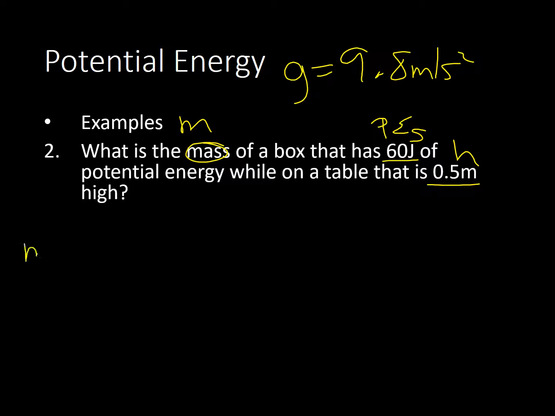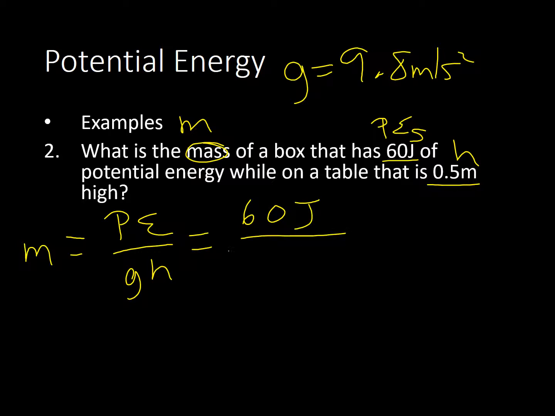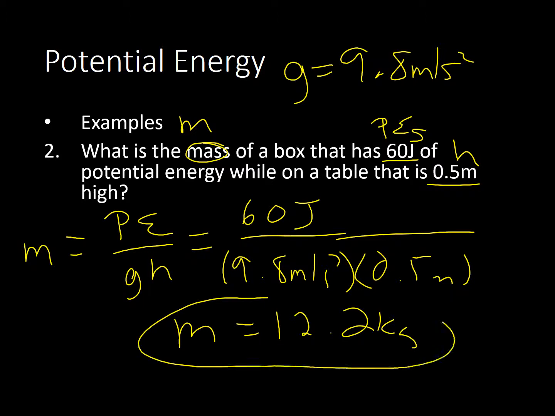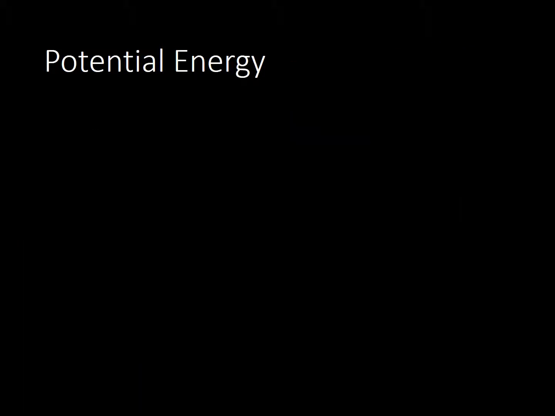If we look at our triangle, we know that m is equal to PE over gh. And so that is going to be 60 joules divided by 9.8 meters per second squared times 0.5 meters. If we plug that into the calculator, we get an m of 12.2 kilograms, 12.2 kilograms of mass.